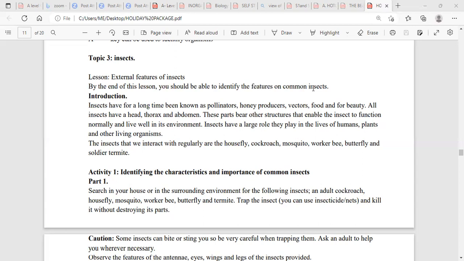Back to biology with the new curriculum. We are so far on topic 3.